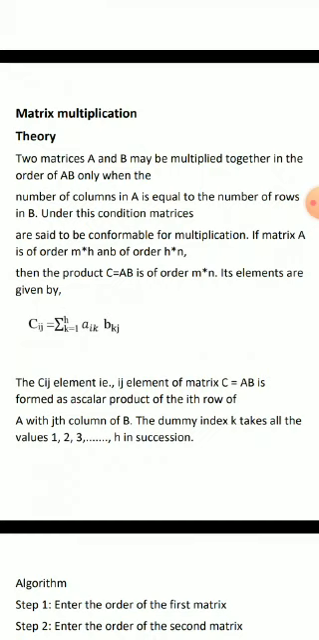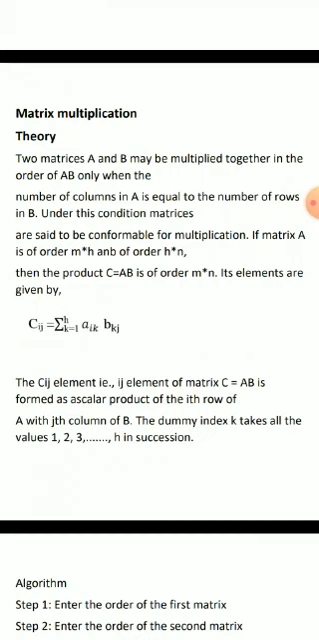If matrix A is of order m * h and B of order h * n, then the product C equal to AB is of order m * n. Its elements are given by Cij equal to summation k equal to 1 to h of aik bkj.